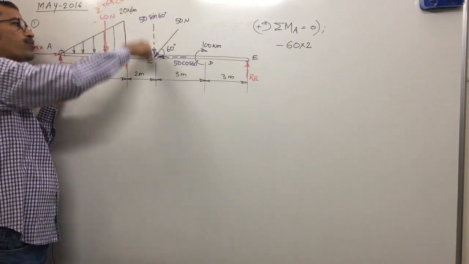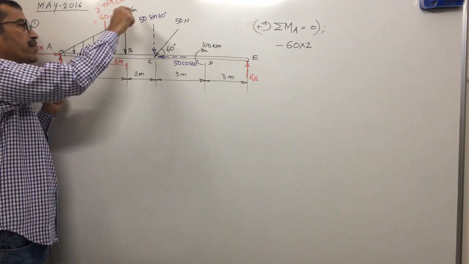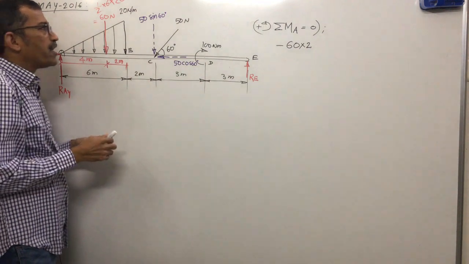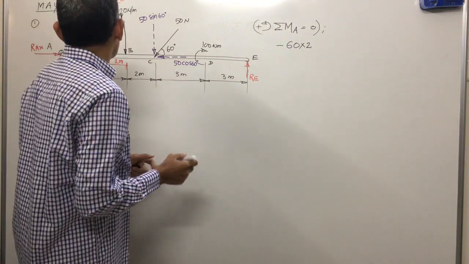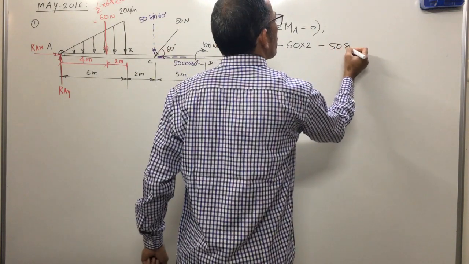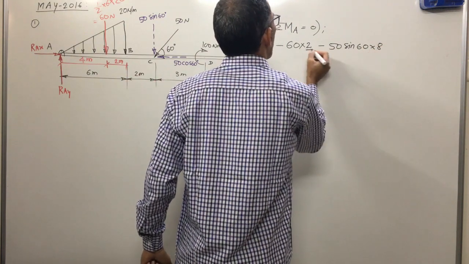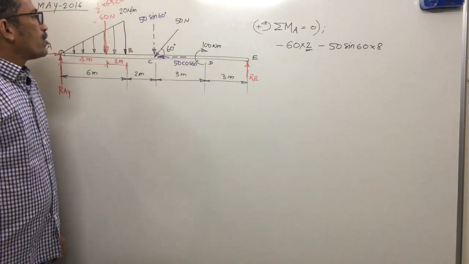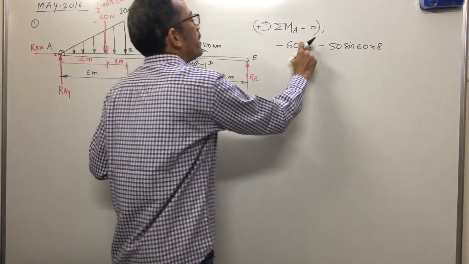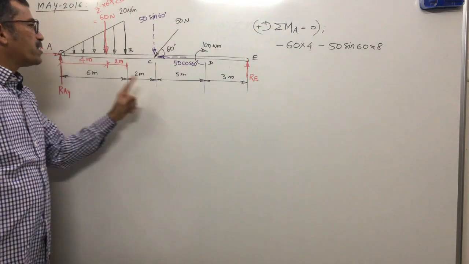We'll get the moment of only the vertical component. What is the direction? Force downward, bar horizontal. How will the AC part rotate? Clockwise. Minus 50 sin 60, force vertical. What distance? Horizontal. How much? 8. That means minus 50 sin 60 into what distance? 6 plus 2, 8. See, we have made a mistake here. This is not 2 meter, for 60 you are taking moment at A. What is the distance? 4 meter, right?